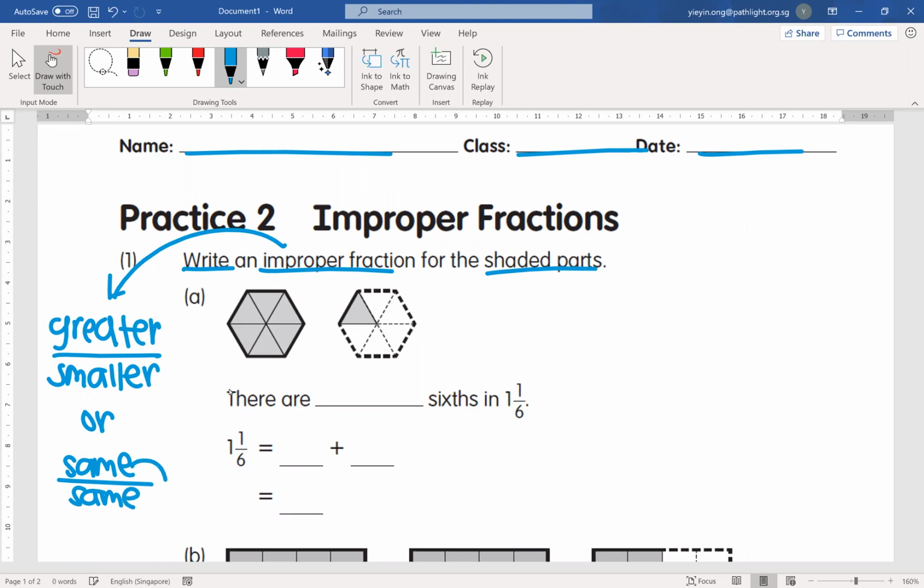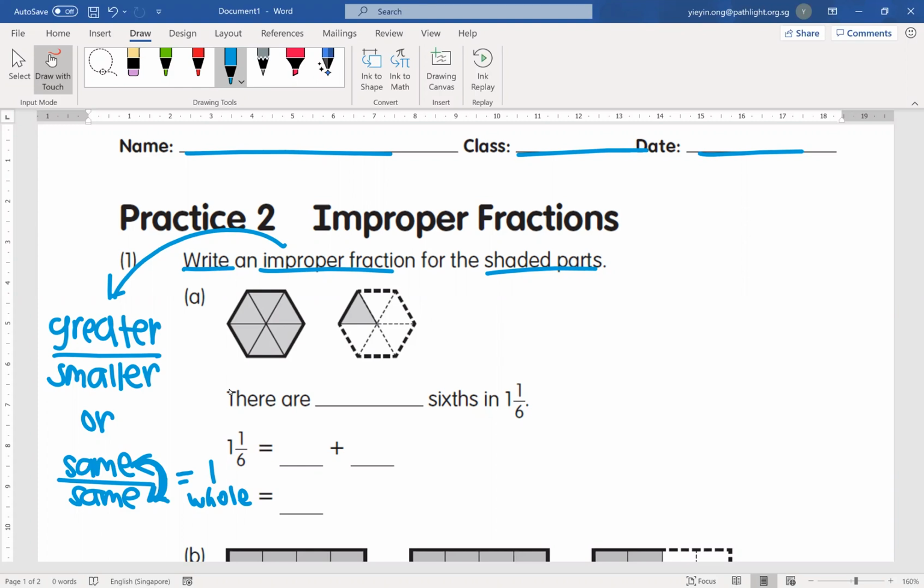So these two, they are the same. Okay, same. So usually the same will give us one whole. How do you know? You just substitute a number inside, like 2 over 2, you get one whole. 3 over 3, you get one whole. 5 out of 5, you get one whole. 10 out of 10, you get one whole. Okay, so same number over same number, you get one whole.